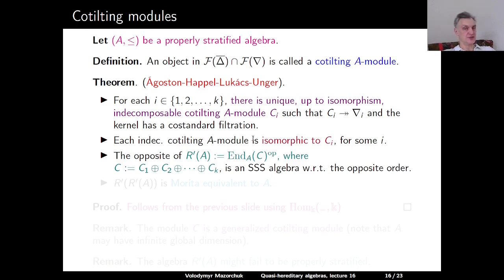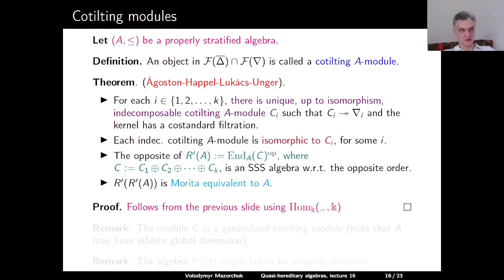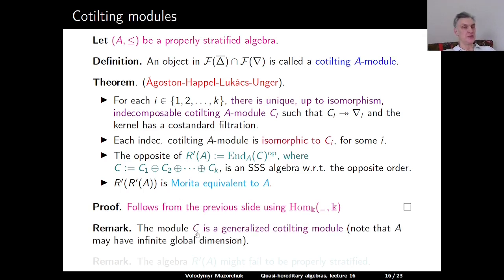That's an SSS algebra with respect to the opposite order, and taking this thing twice gives you an algebra which is Morita equivalent to A. And this follows from the previous theorem using the k duality. Please note that the module C is in general a generalized cotilting module, and still A can have an infinite global dimension, and also that this Ringel dual of A might fail to be properly stratified. So that's a difference with the quasi-hereditary case. We have a separate theory for tilting modules and for cotilting modules.